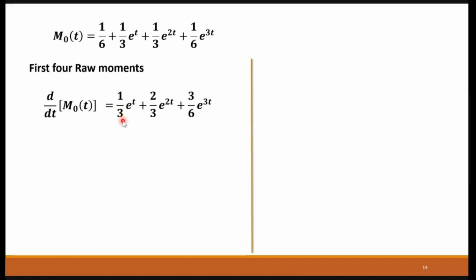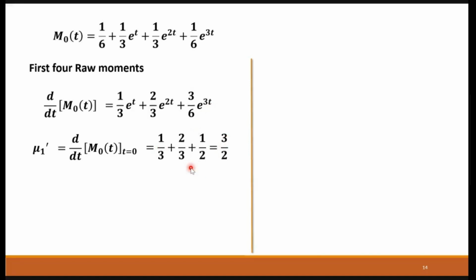तो क्या बचेगा? 1 by 3 plus 2 by 3 plus 3 by 6. So what is the value of that? Okay, Harsh has got 3 by 2. What about others? 3 by 2 आ रहा है. Yash also got it. Okay. हर एक जगह हम t को 0 put करेंगे तो we will get 1 by 3 plus 2 by 3 plus 1 by 2 because 3 by 6 is 1 by 2. So when we simplify, we'll get the answer as 3 by 2.